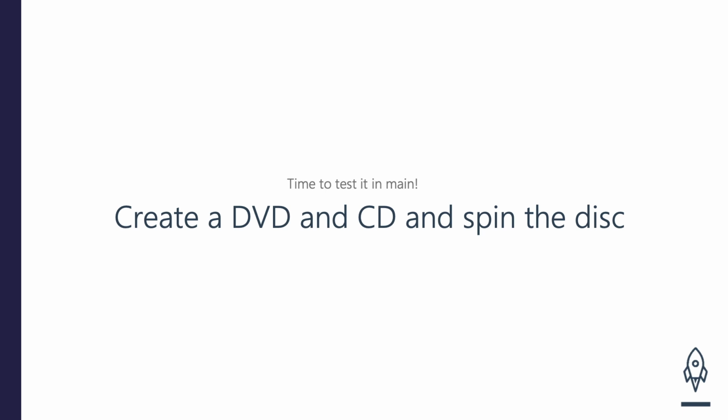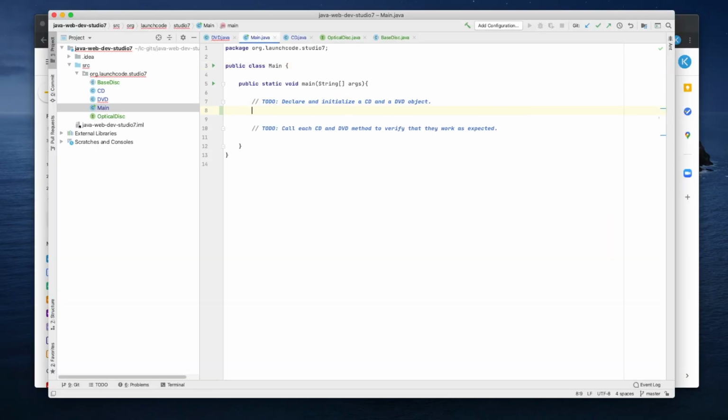All right, so now it's time to take what we've done and actually test it in main. So we need to make sure we create a DVD and a CD, and we're going to spin the disk and see what happens. So we come up to main and we create first a CD.